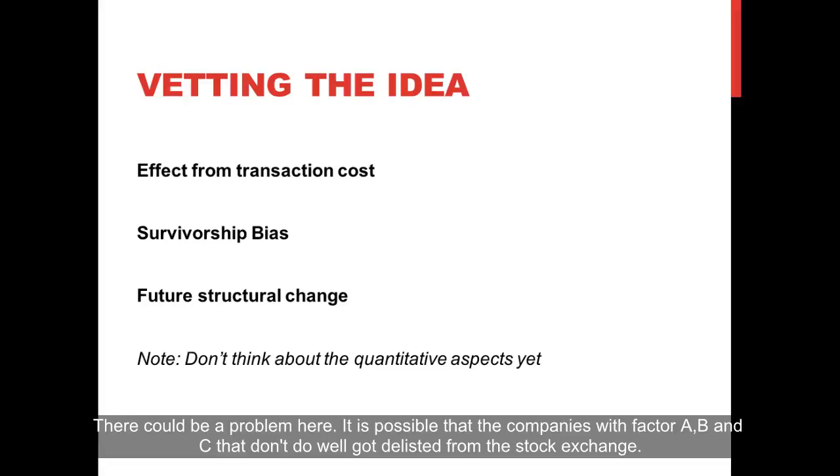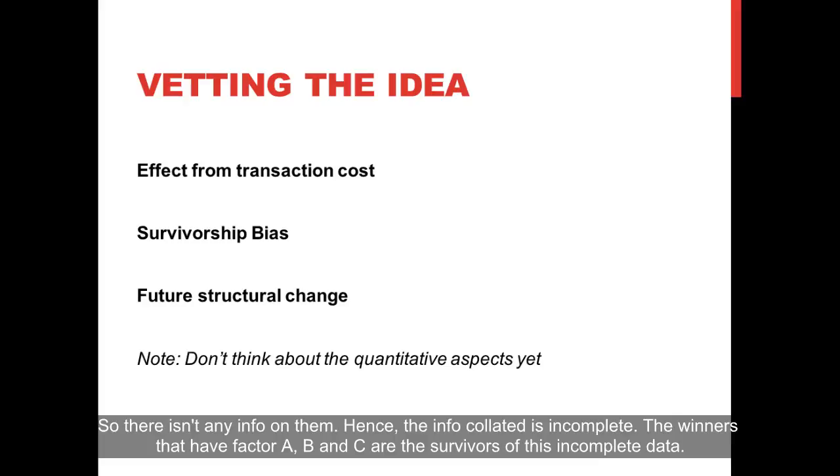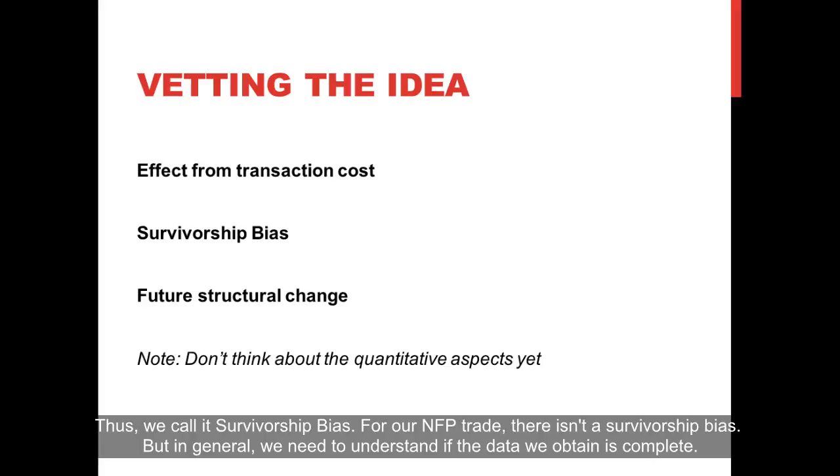There could be a problem here. It's possible that most of the companies that have factor A, B, and C don't do well and they get delisted from the stock exchange. So there isn't any information on them. So the data you collected is incomplete data. The winners that have factor A, B, and C are the survivors of this incomplete data. Hence we call it survivorship bias. How does this apply to us?